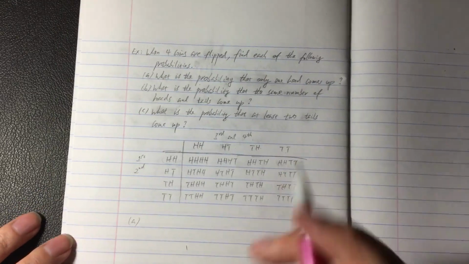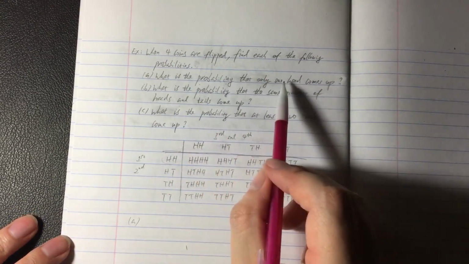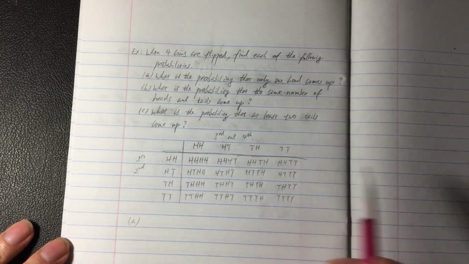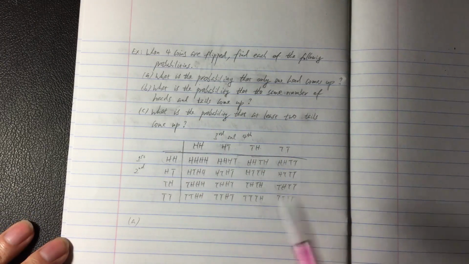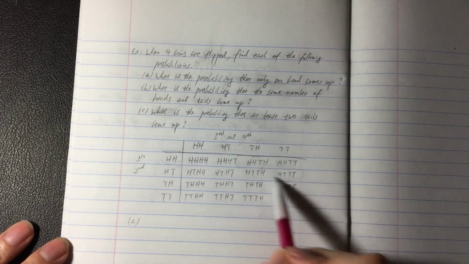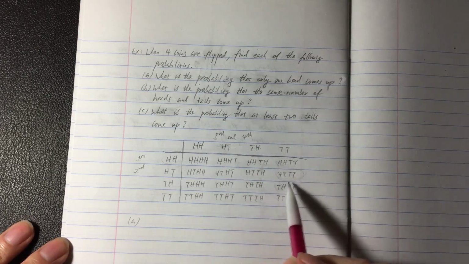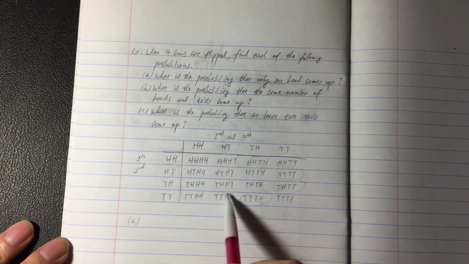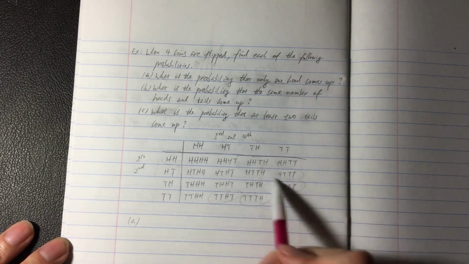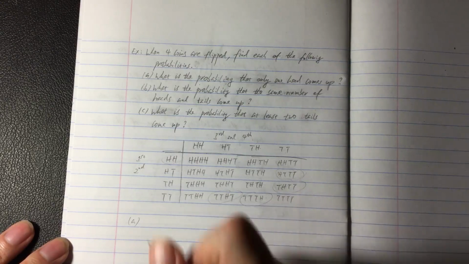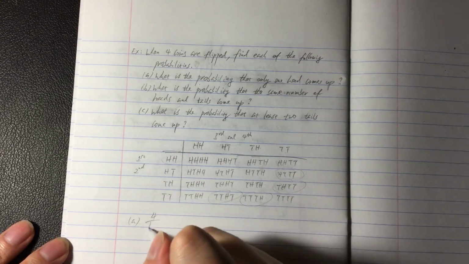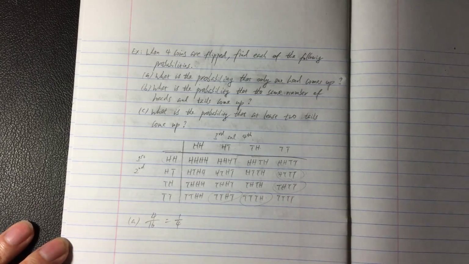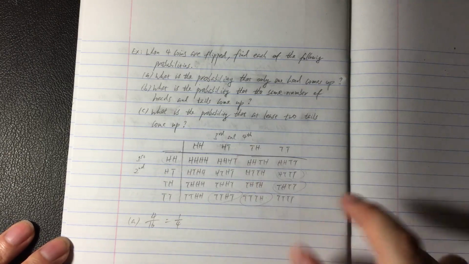Part A. What's the probability that only one head comes up? So we're looking for the case that only one head comes up. That's one possible outcome. That's another case that only one head comes up. So we have 4 favorable outcomes over a total of 16 possible outcomes. That's 1 over 4.